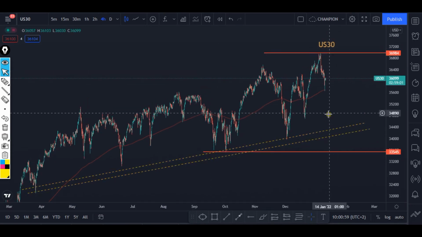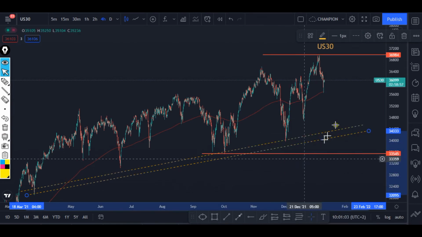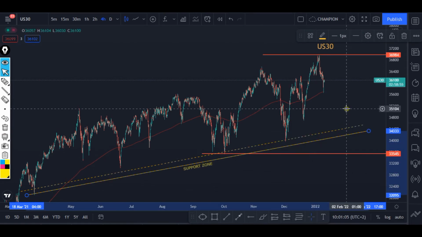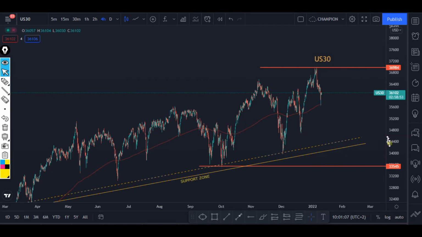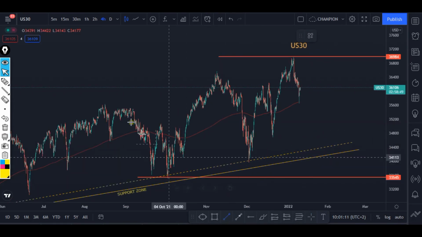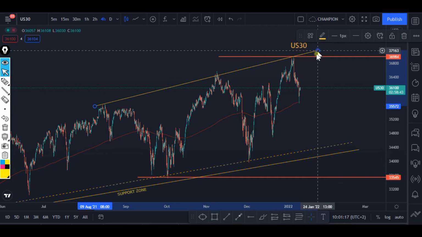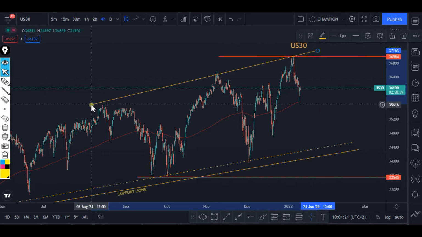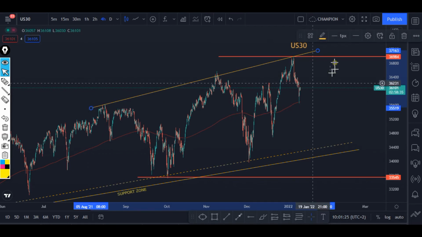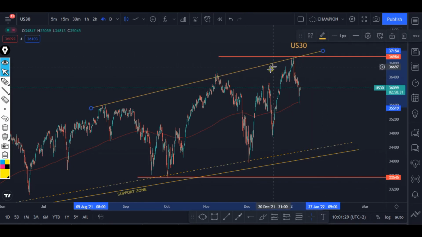This is our US30. So let me label it for you guys to keep remembering. This is our support zone. So look where the price action is at. Let me create this one for those who are focusing on clear trends. Hope you guys are able to see this.